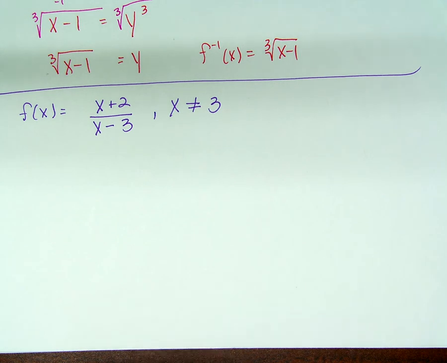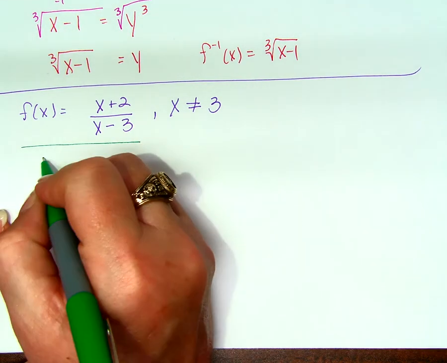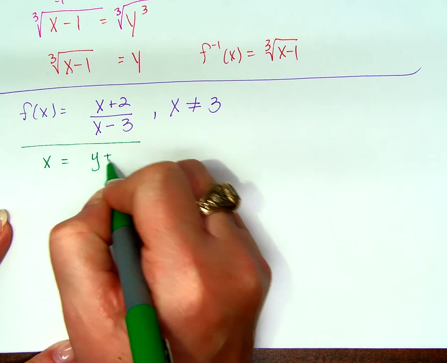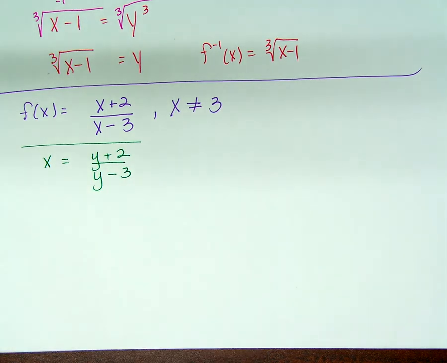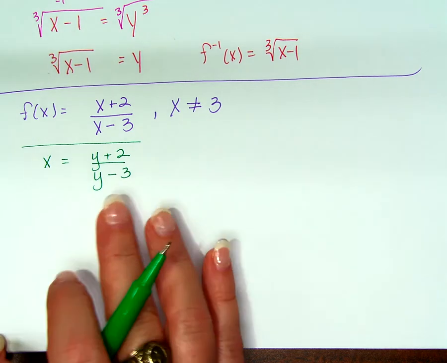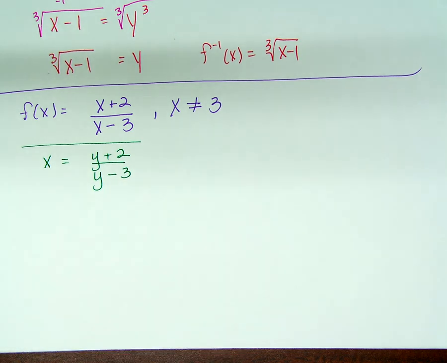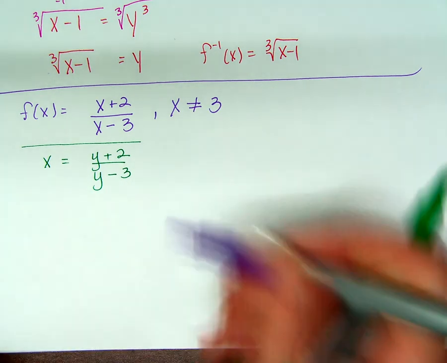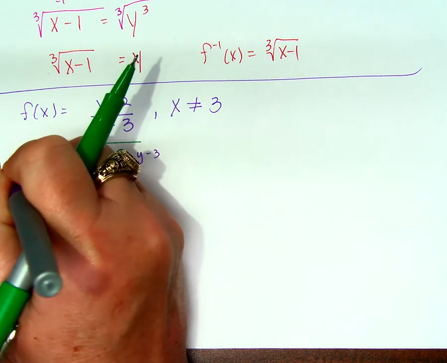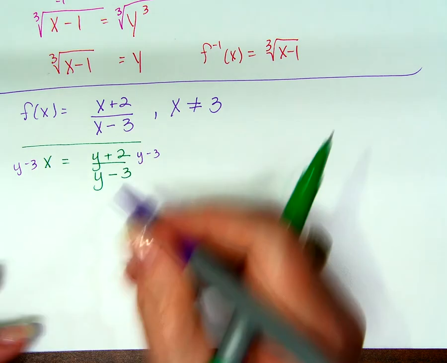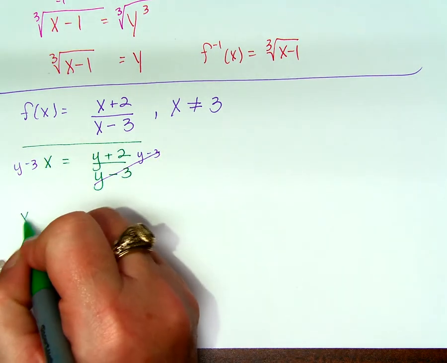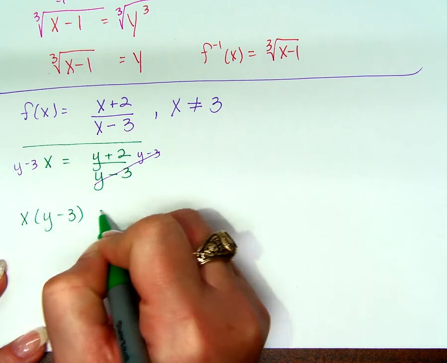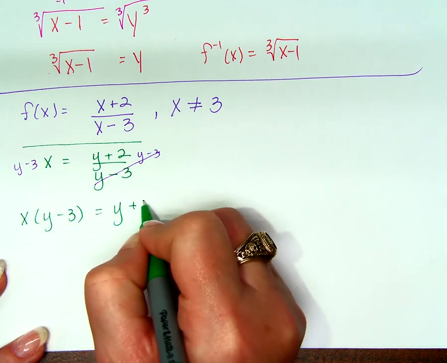I still switch x and y. So x equals y plus 2 over y minus 3. So what do I do here? Yes, multiply both sides by y minus 3. So on this side, that simplifies to 1, right? And on the left-hand side, I have x times y minus 3. And on the right-hand side, I have y plus 2.